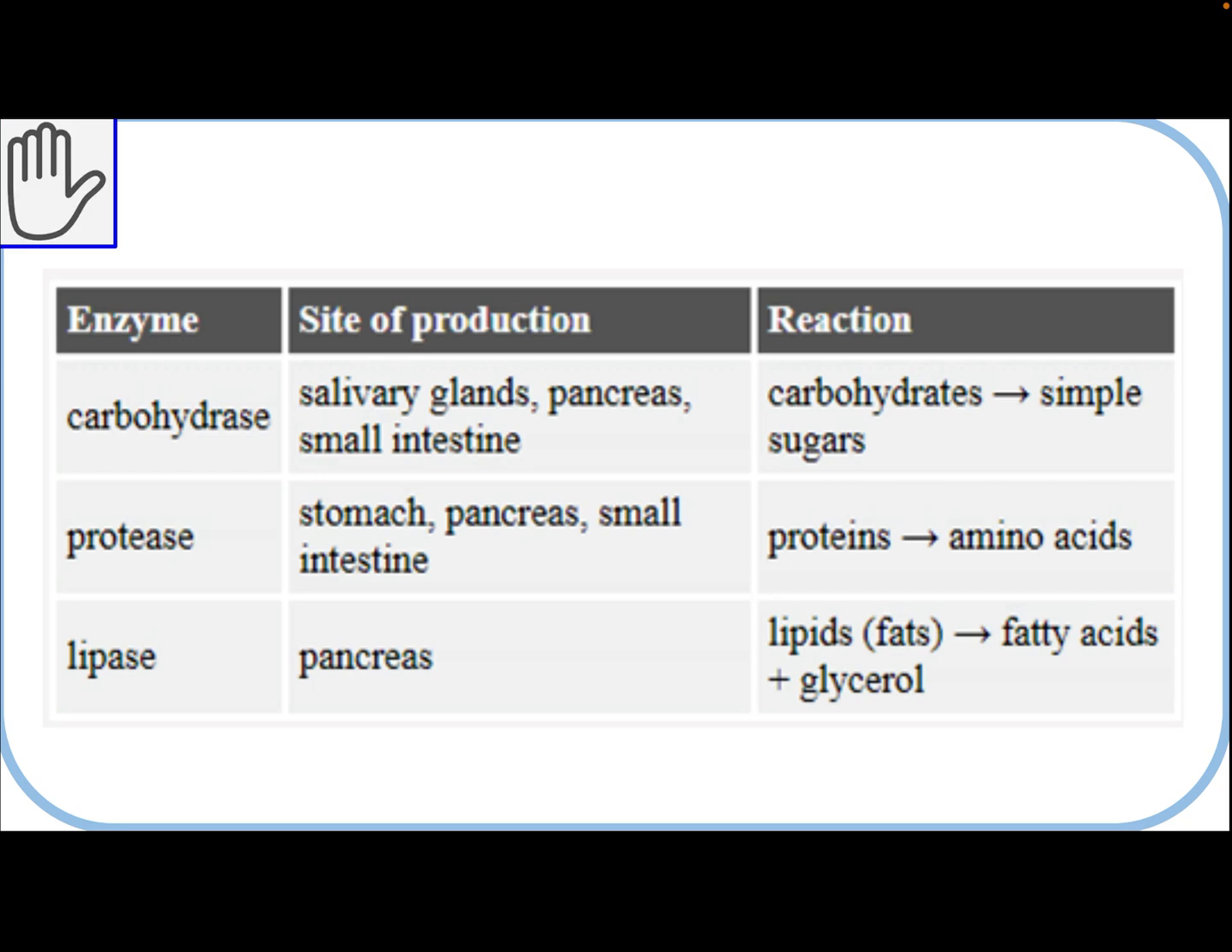Bob is eating rice, which is a starchy food. Name the enzyme that will break down the starch during digestion. Which part of Bob's body produces this enzyme? So the enzyme is amylase, which is an example of a carbohydrase, and it is produced in the salivary glands, the pancreas, and the small intestine.